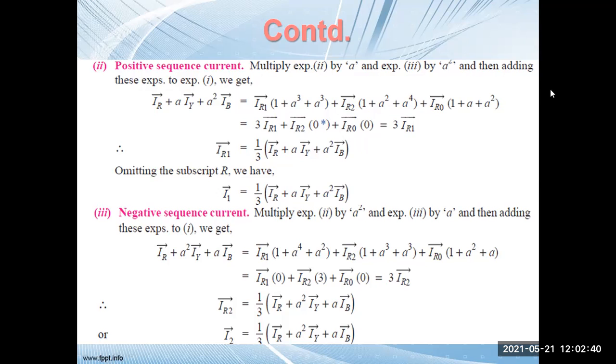Normally we usually represent the R phase. So generally the positive sequence current I1 will be equal to 1/3 of IR plus A into IY plus A square into IB. Is it clear?